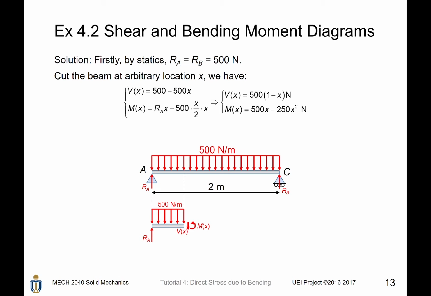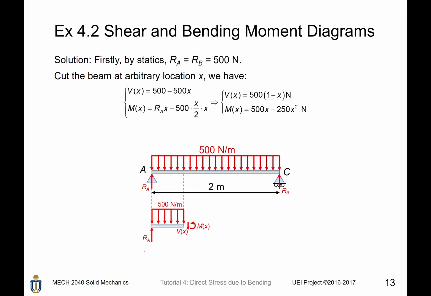The statics tells us that RA equals RB equals 500 Newton. It is very significant because it is a distributed load across the whole length. Now we cut the beam at an arbitrary location X. Then we consider the forces on this tiny section.